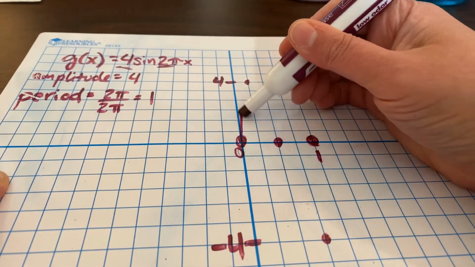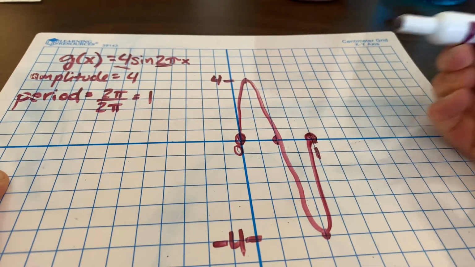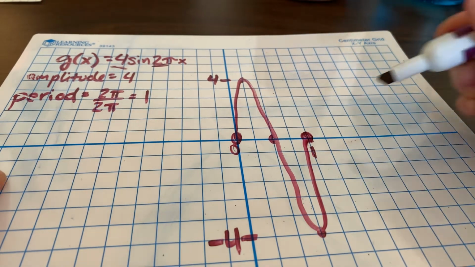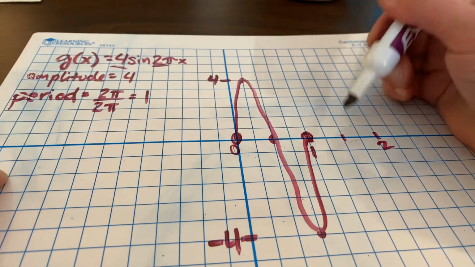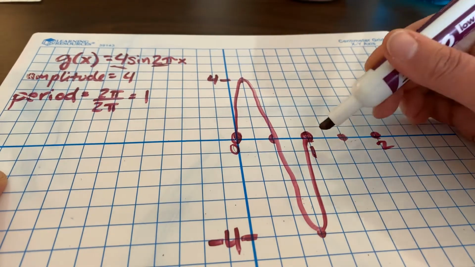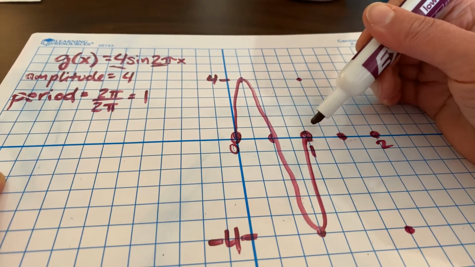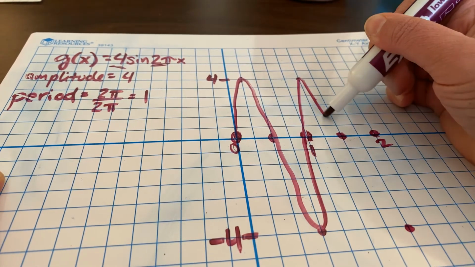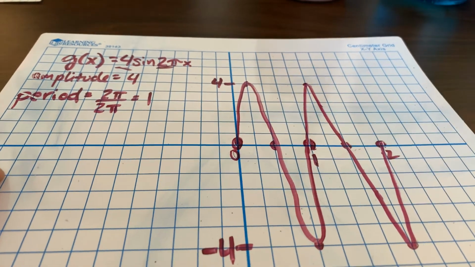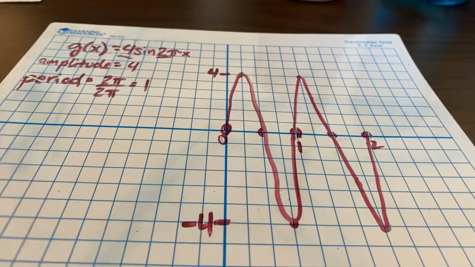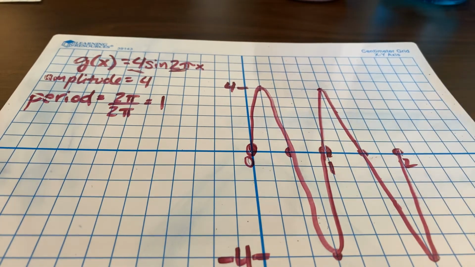And I'm going to connect those points with a smooth curve. And that's one cycle, right? And I could continue that. I can say, okay, well, 2, and it's going to go through those 2 zeros. It's going to go up to 4, down to -4, because the period is 4. I'm going to try and connect that with a smooth curve. And there we have 2 full cycles, 2 full periods of the graph of 4 sine of 2 pi x.